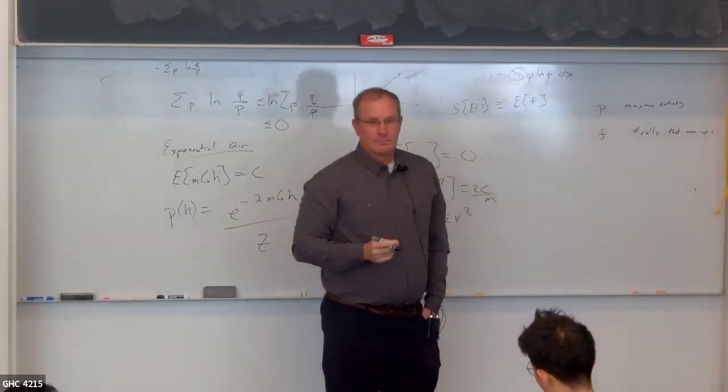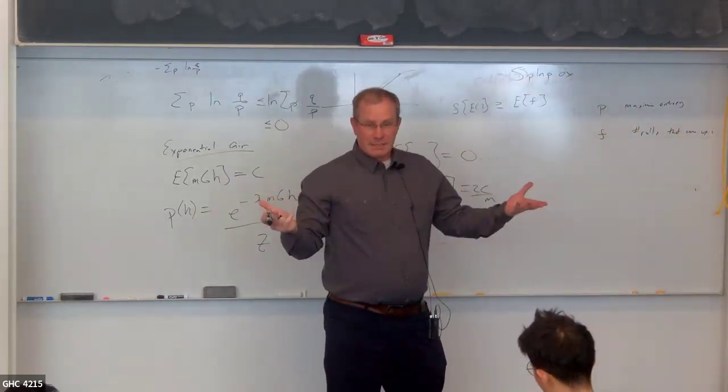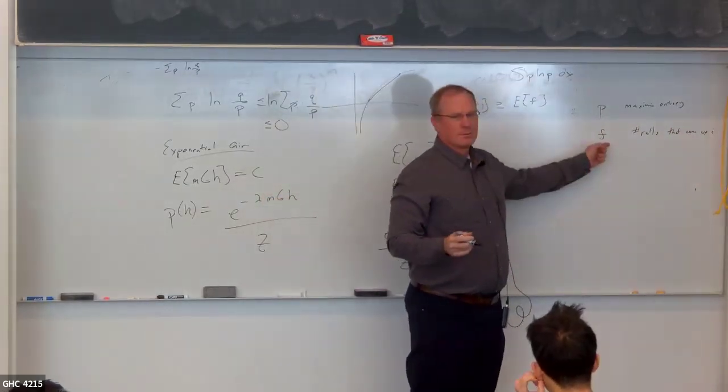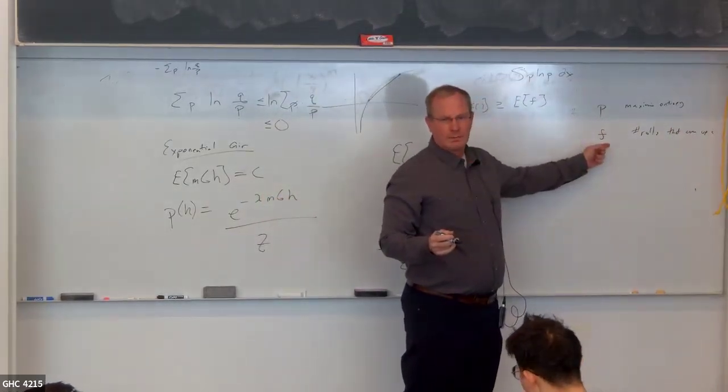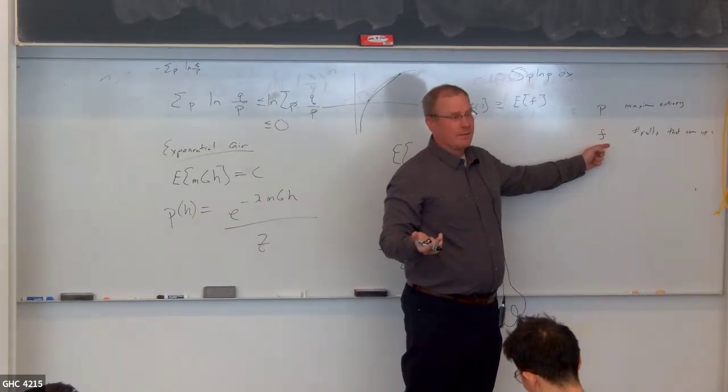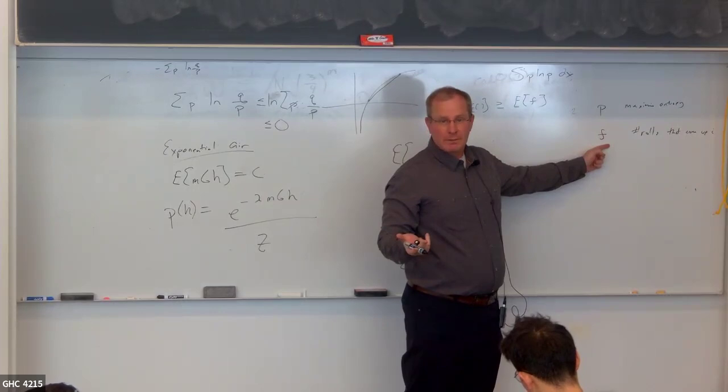So imagine I do 1,000 rolls of a die, and I look at how many rolls come up 1, right? Maybe it's 100. Then the frequency F would be 100 over 1,000.